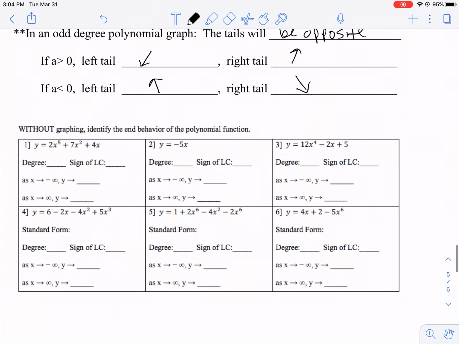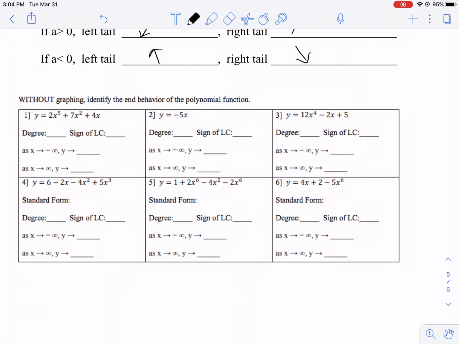Alright, so real quick before the homework. Without graphing, identify the end behavior of the polynomial function. So the degree of the first one is 5. Sign of the LC, that stands for leading coefficient. Leading coefficient is positive. So that means we're going to be going up to the right and down to the left. As x approaches negative infinity is on the left, so the y value goes down to negative infinity. As x approaches positive infinity, that means it's going to the right.